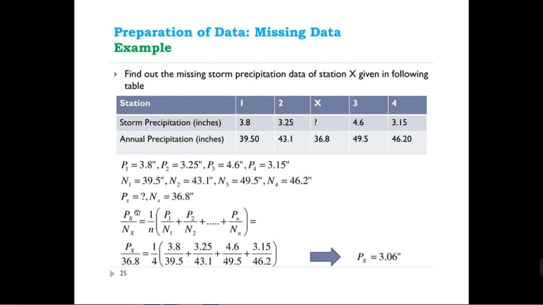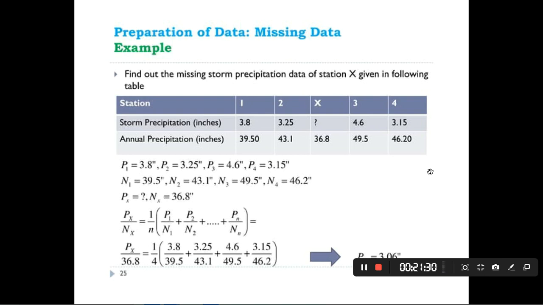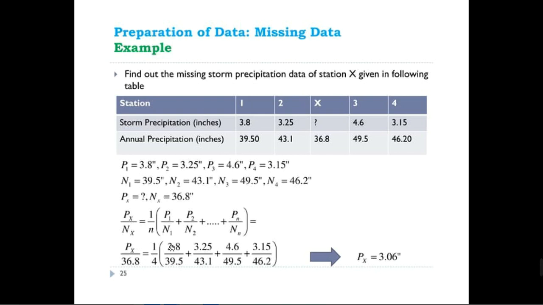So we can substitute these values: Px divided by nx equals 1 by n, P1 divided by n1, P2 divided by n2, plus Pn divided by nn. These are the equations. You can substitute these values, so you can find this Px value, right?